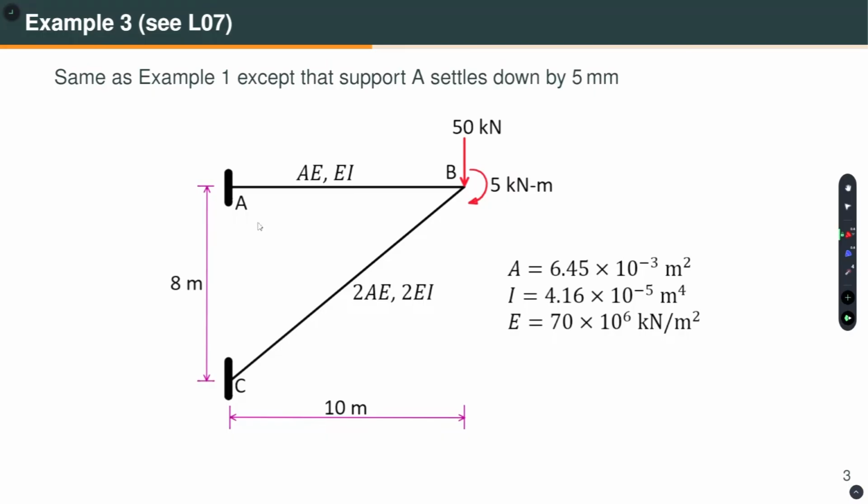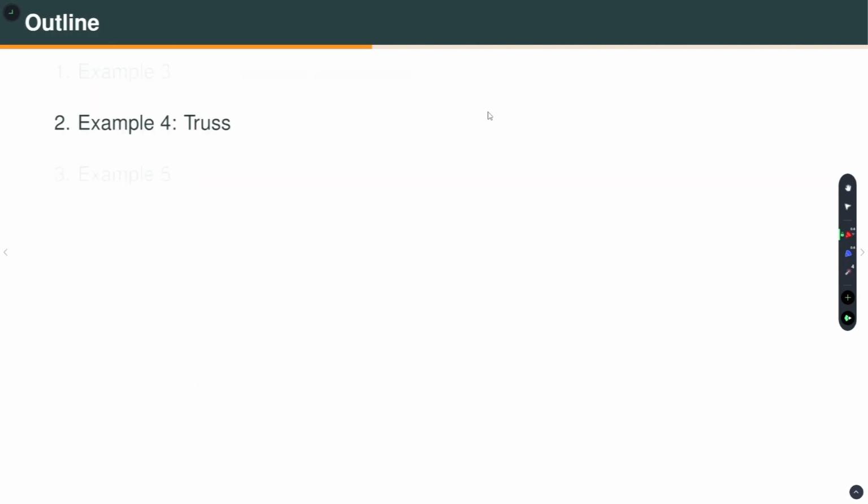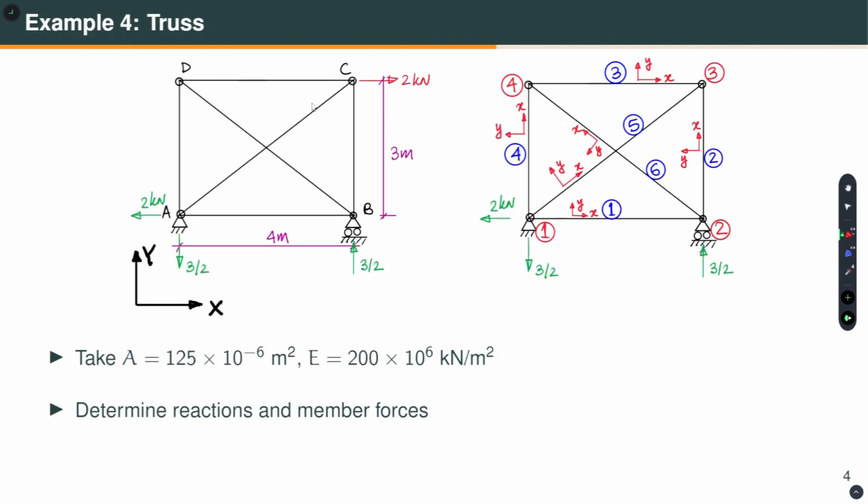So, this is the example we solved in the last lecture, where there was a support settlement and then there was another example where this was subjected to uniformly distributed load. Okay. So, in this lecture what we will do, we will look at a truss. Okay. So, this is a truss, pin jointed, and subjected to 2 kilonewton load, right.